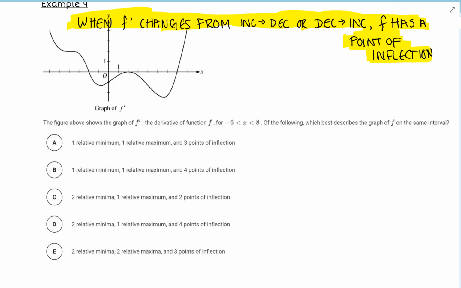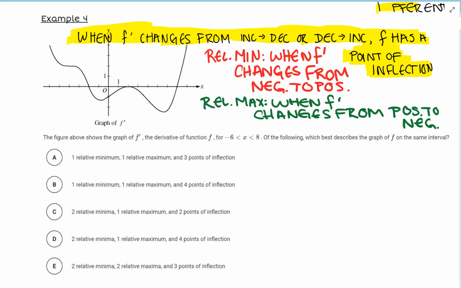Oh, and don't forget this tasty morsel. When f prime changes from increasing to decreasing or decreasing to increasing, f has a point of inflection. And here are some more helpful pieces of information. You have a relative minimum when the graph of f prime changes from negative values to positive values, and you have a relative maximum when the graph of f prime changes from positive values to negative values.